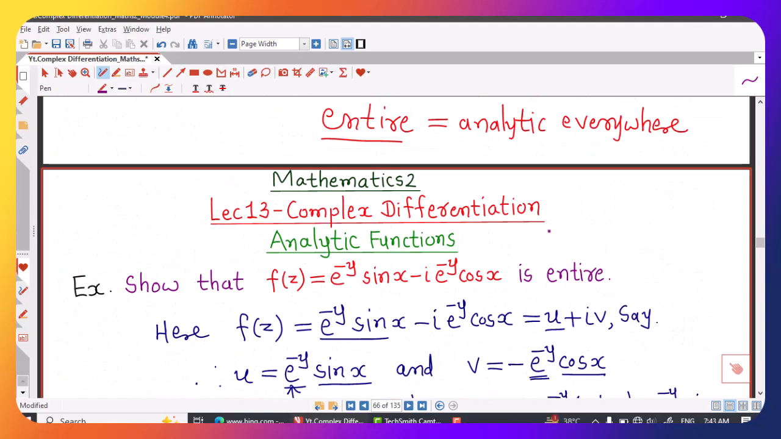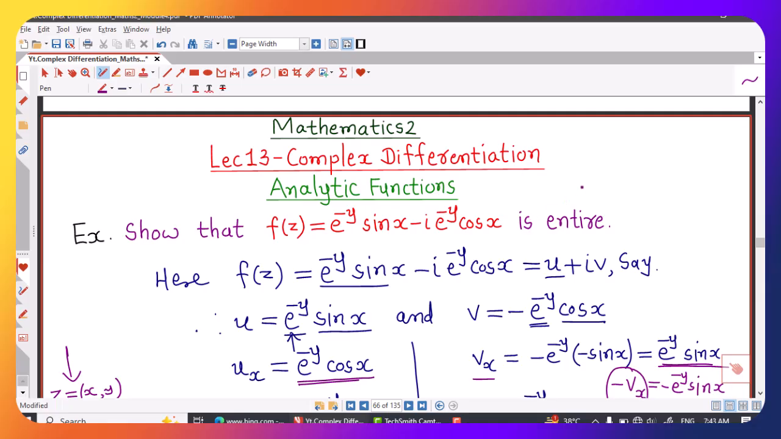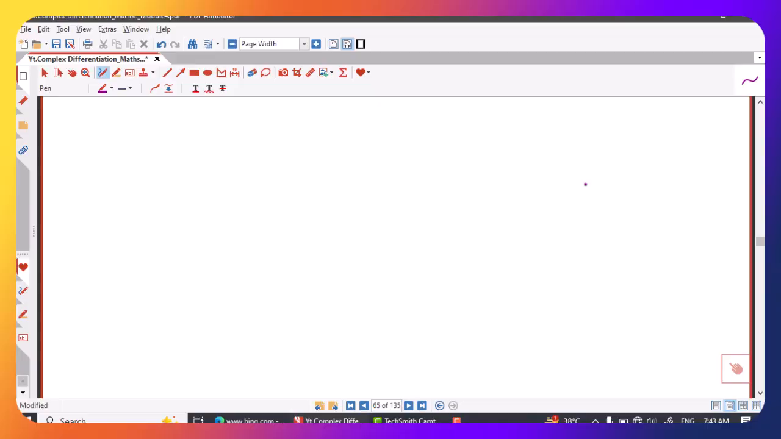So if you have observed in all the previous lectures and in this lecture also, we are just concentrating on the satisfaction of Cauchy-Riemann equations.